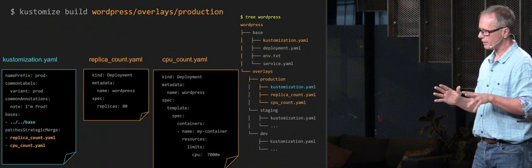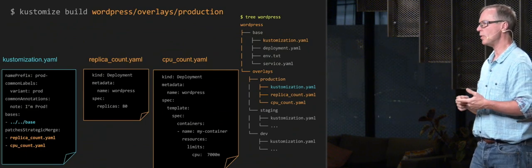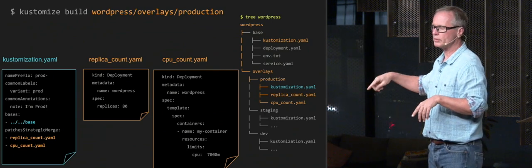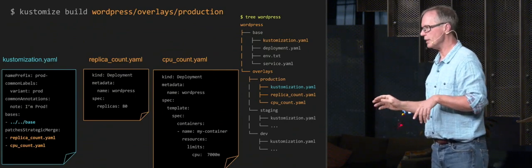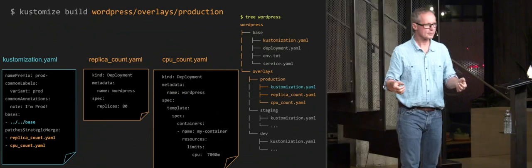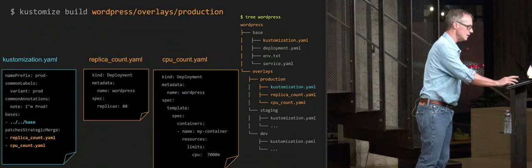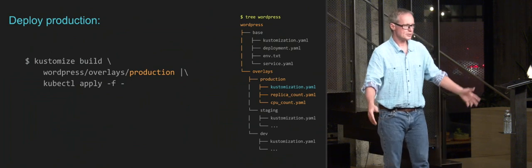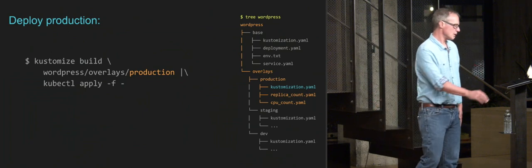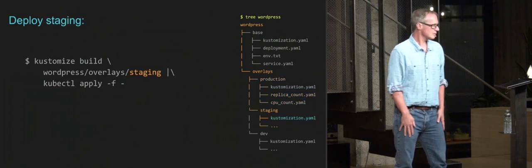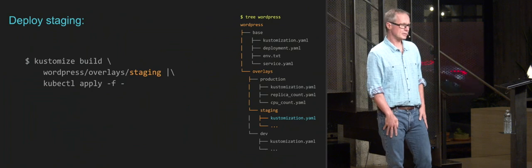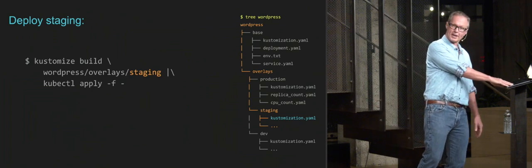I could have combined those in one thing, but maybe I want to use them individually in mix-ins. Say maybe I want to use that same CPU count file to modify some other production environment, so I keep these things separate and I can mix them. So mix-ins is a useful thing here. So how do I deploy production? I just say Kustomize build WordPress overlays production and pipe that into kubectl apply. Same with staging. So you get the drift here. For every variant, you're going to want to have a different customization file, and they share common stuff in the base.